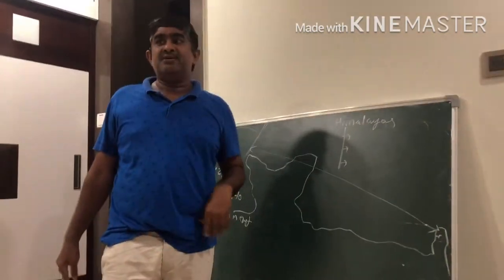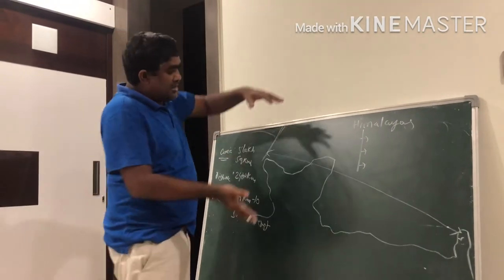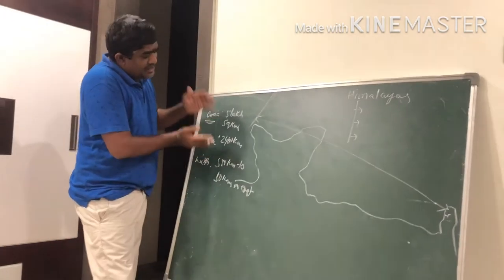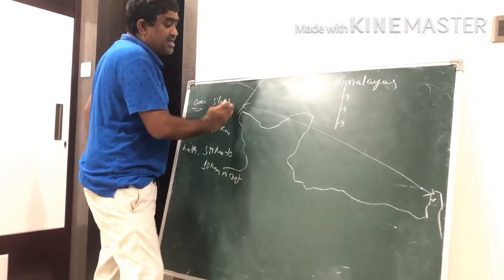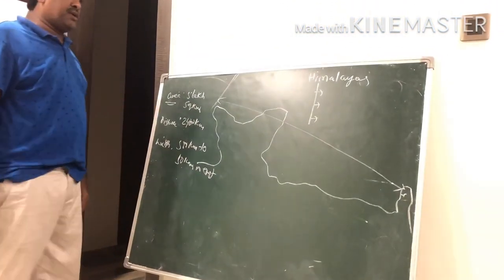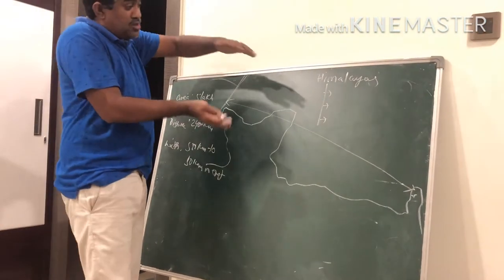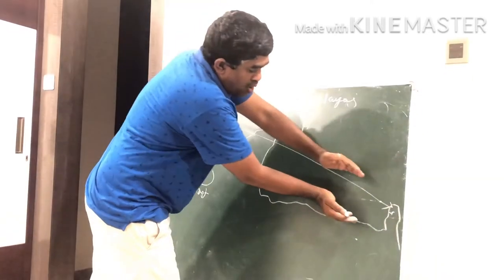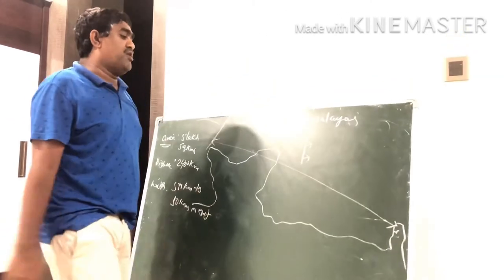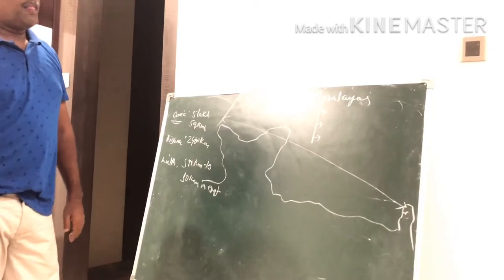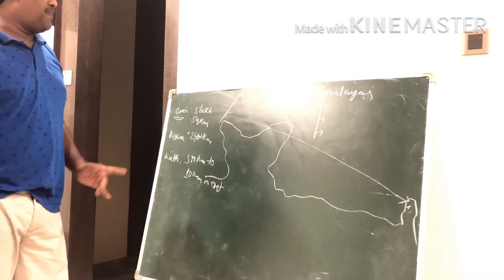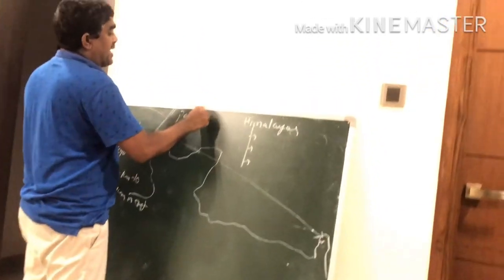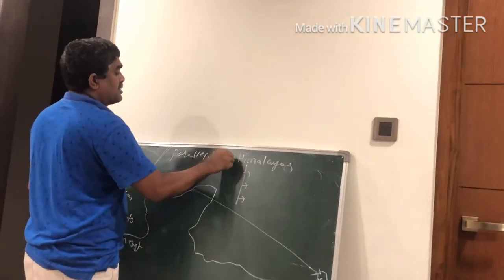The next one is, how much area? They cover an area of 5 lakh square kilometers and a distance from west to east of 2400 kilometers. They have a width of 500 kilometers at the central part, and going east, a width of 50 kilometers. Now, the next topic: what are the parallel ranges of Himalayas?